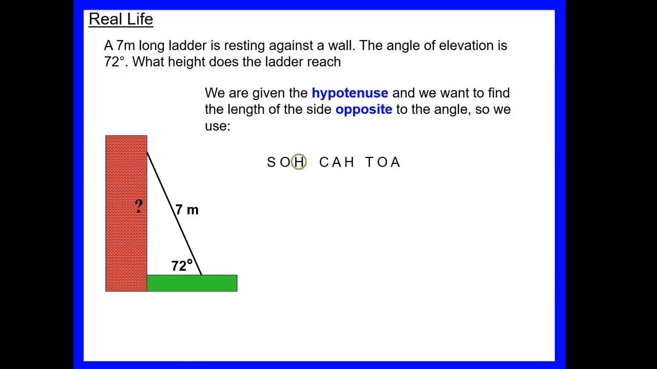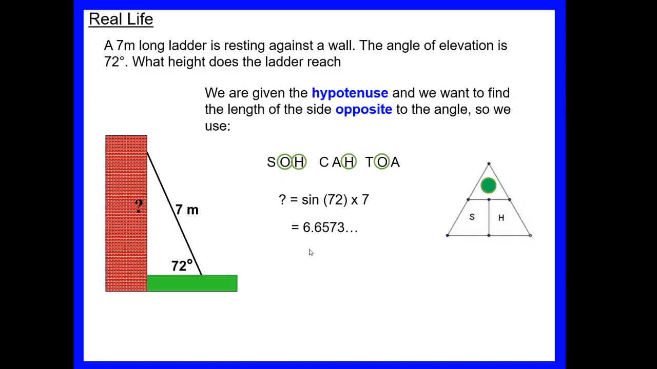So of our choices, SO has O and H in it, none of the others do. So we're going to use our SO triangle. We'd like to find the opposite, so we cover opposite, and we're left with sine theta times hypotenuse. So the sine of theta, which is 72 degrees, times our hypotenuse, which is 7, gives us 6.6573, etc. And we round appropriately.